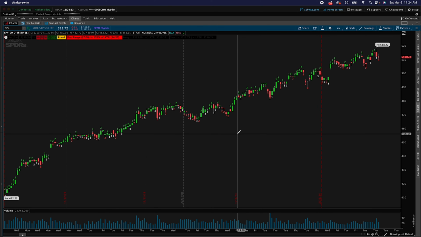If I'm swing trading, I'm going to be looking at the daily, the weekly, and the monthly. You can also look at the yearly if you want, but generally I just look at the daily, weekly, and the monthly for swings.